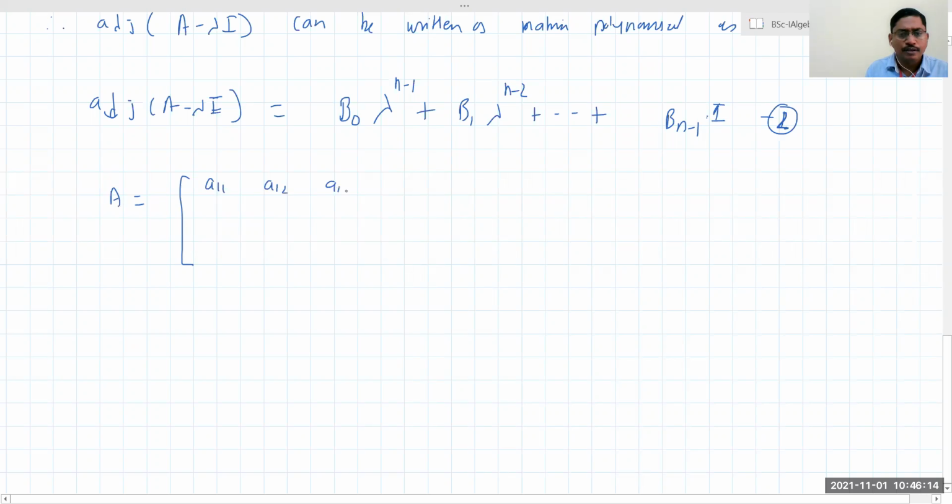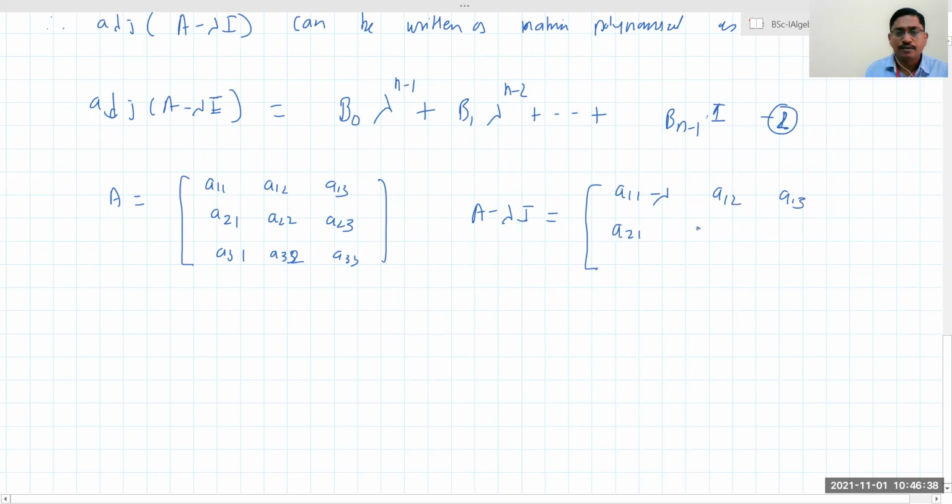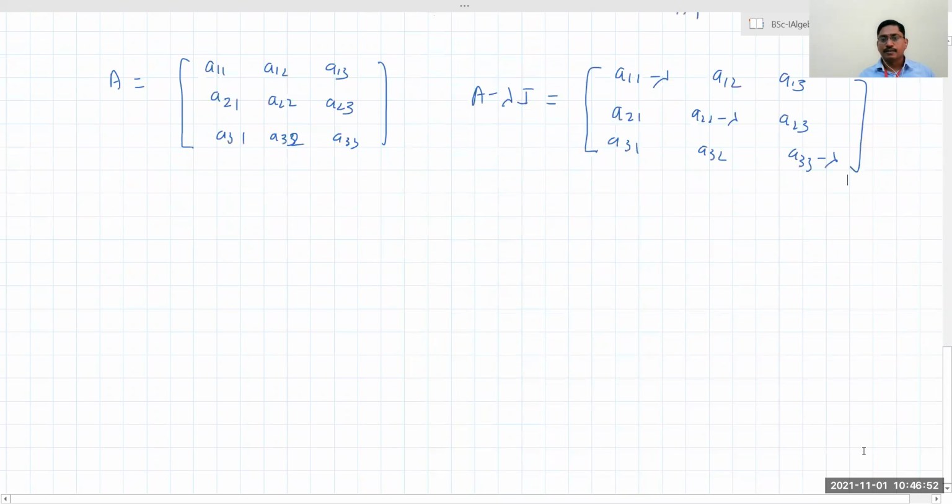Take a 3 by 3 matrix A with entries A11, A12, A13, A21, A22, A23, A31, A32, and A33. So what is A minus lambda I? It is A11 minus lambda, A12, A13; A21, A22 minus lambda, A23; A31, A32, A33 minus lambda. This is the characteristic matrix of the given matrix A.